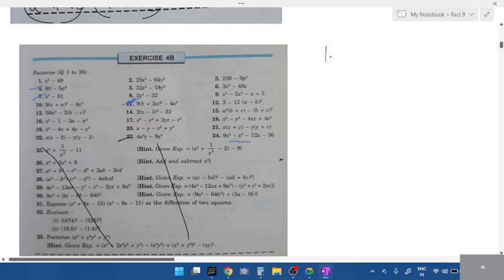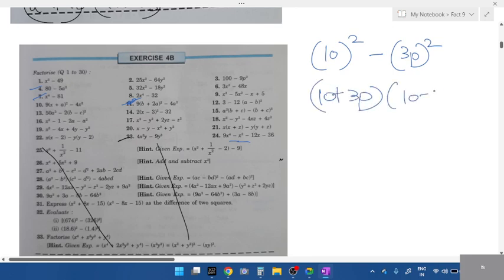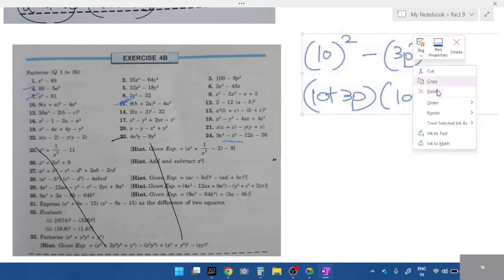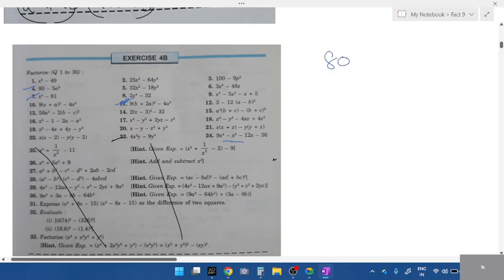Okay. How do you solve 100 minus 9p square, students? What can I write? Correct. You can write it together. Don't write p square, p square, write it together. What's the answer? (10 plus 3p) into (10 minus 3p). Tell me for 80 and 5a square, students. Is it a perfect square? 80 and 5a square?